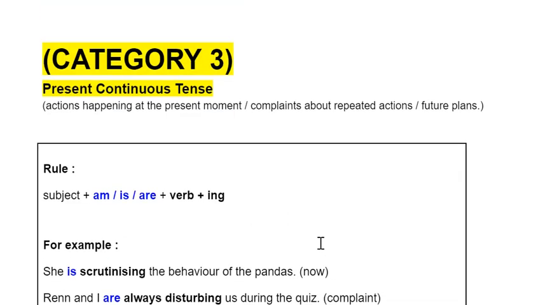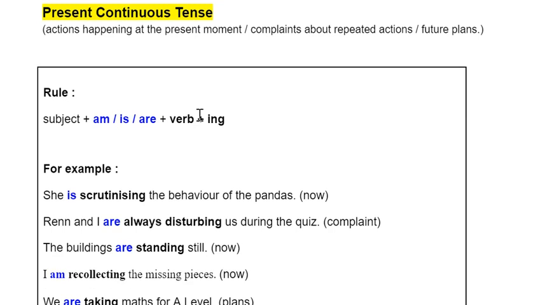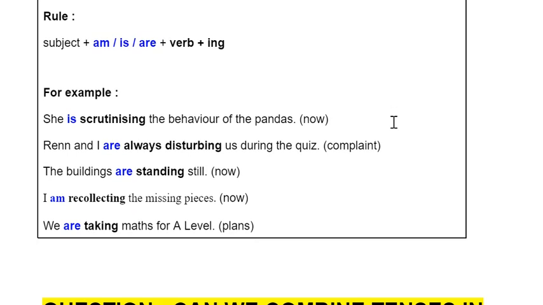Okay, let's go to continuous category number 3, which is present continuous tense. This is similar to the previous one. However, this is emphasizing that something is going on or is taking place at the moment. It is true now, and it is taking place right now. Okay, but there are also some exceptions. Sometimes people use this to state a complaint, sometimes also to state future plans.